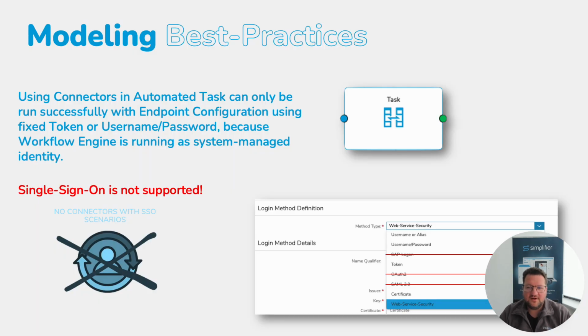So when you start modeling your workflows with Release 8, you need to take into account that when using connectors or business objects that include connectors and automated tasks, there will be no single sign-on login methods supported. This is due to security reasons because the workflow engine is running as a system-managed identity and by that cannot use single sign-on login methods.